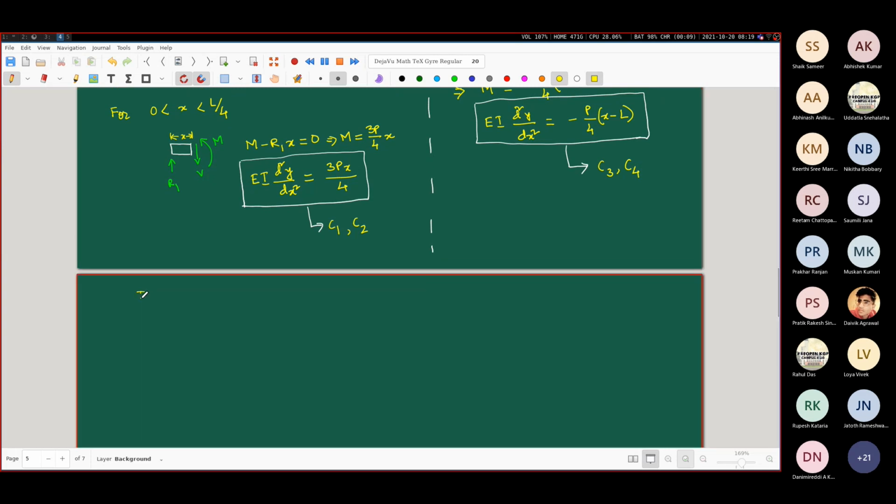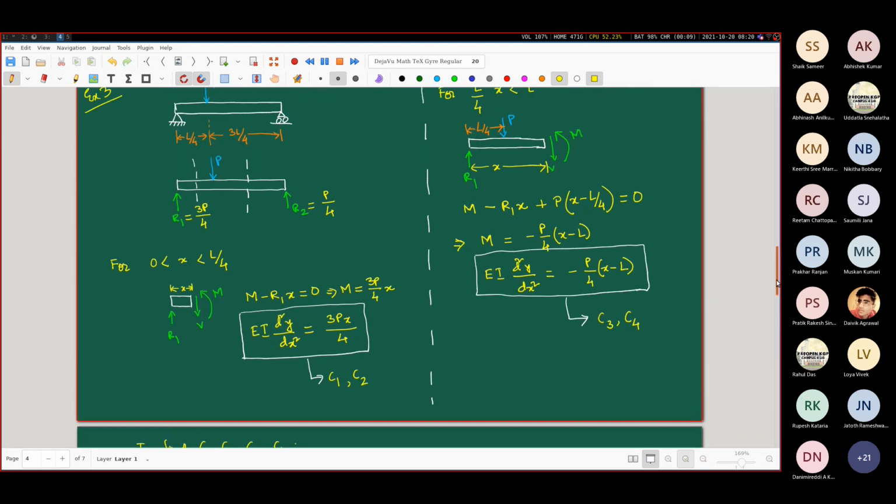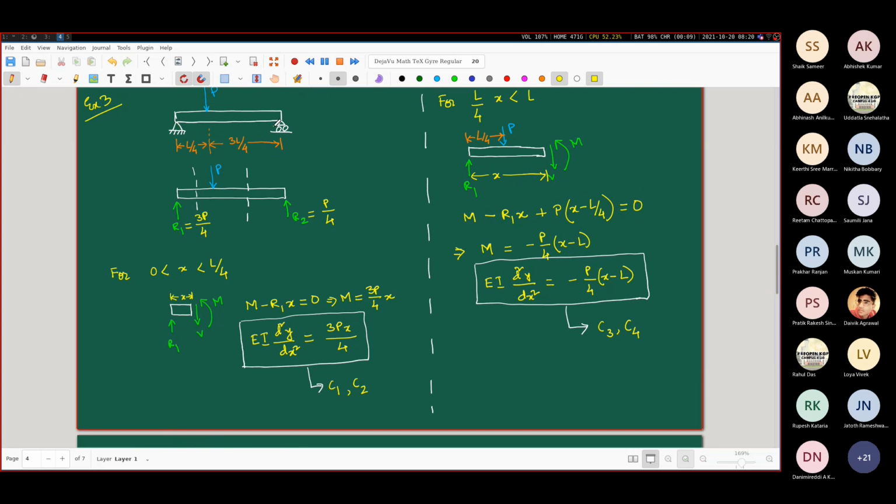Wait a second. To find C1, C2, C3, C4, we need four conditions. First of all, at x equal to 0, y equal to 0, and at x equal to L, y equal to 0. There can be absolutely no confusion about these two conditions because it is guaranteed that these are pinned ends. There is no way that there is going to be any deflection of the beam at either end, which translates to y equal to 0 at both x equal to 0 and x equal to L.